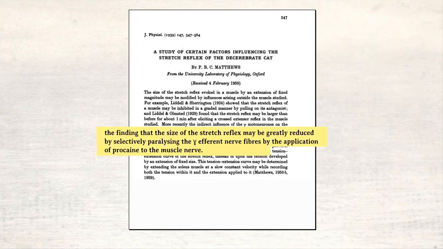This is exactly what P.B.C. Matthews in 1959 was able to show for the cat's soleus muscle. The paper titled "A Study of Certain Factors Influencing the Stretch Reflex of the Decerebrate Cat" is a classic in motor control. Importantly, the finding that the size of the stretch reflex may be greatly reduced by selectively paralyzing the gamma nerve fibers by the application of procaine to the muscle nerve, this may not sound like much at first hearing, but it is a really big deal. That the stretch reflex can be modified is a big deal.